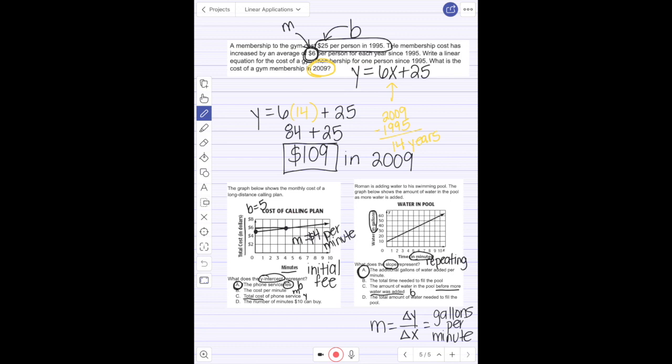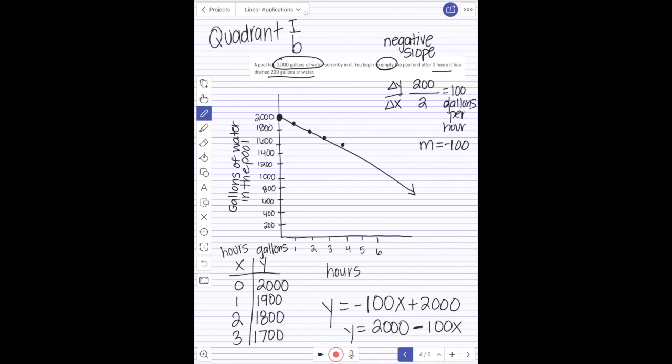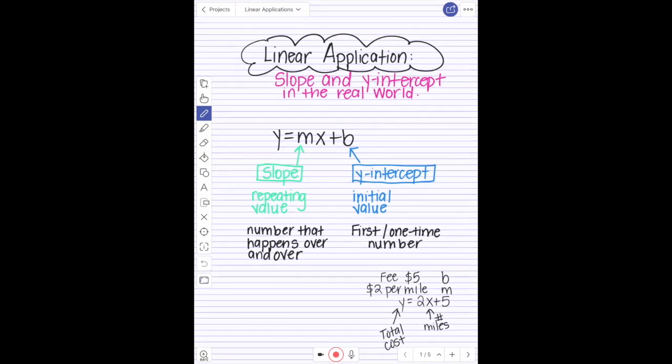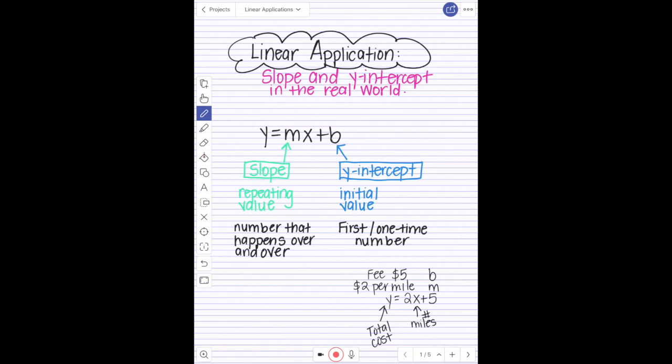All right, so again, 2 things to remember. So I'm going to go back to my slide. When we talk about the slope and y-intercept, the y-intercept is the initial value. That's your one-time initial amount. Your slope is your repeating value. That's the amount that you're going to keep paying over and over again, okay? So keep that in mind, and this is a big section. It's very important, so please make sure you learn those 2 things.